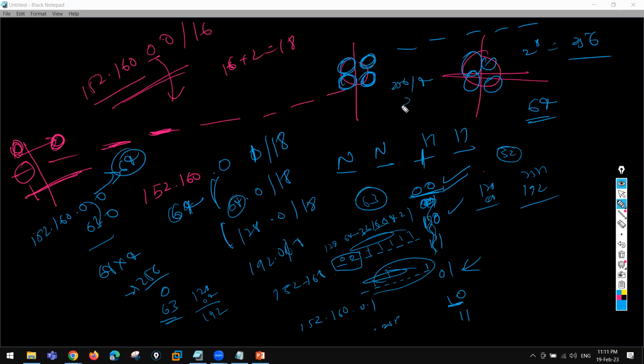256 into 4 blocks would be 64, that would be your block size. Correct? That is where the second address starts from 64.0. Correct? Then if I add another block size, it starts from 128.0. Then again 192.0. Getting my point?